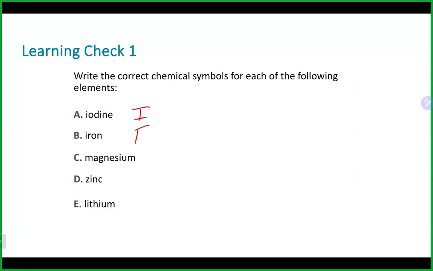Fe, again, capital F, lowercase e. Magnesium is capital M, lowercase g. Zinc is capital Z, lowercase n. And lithium is capital L, and lowercase i in this case. Any questions on any of those there?